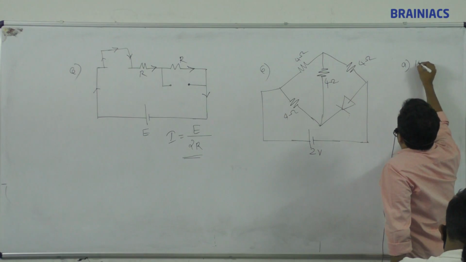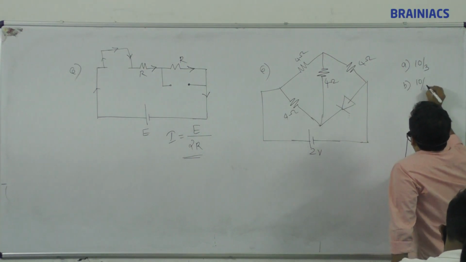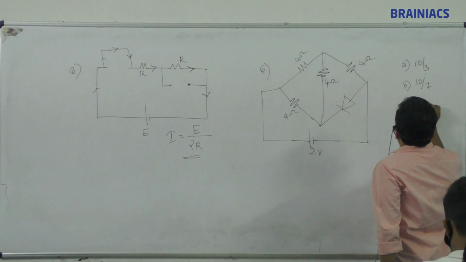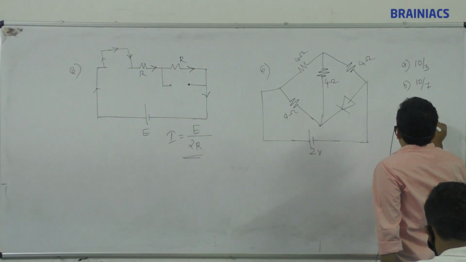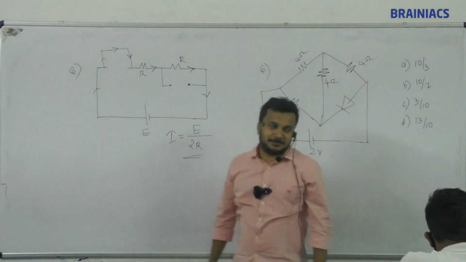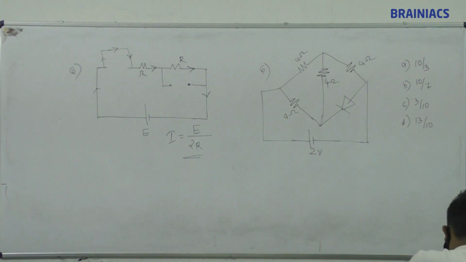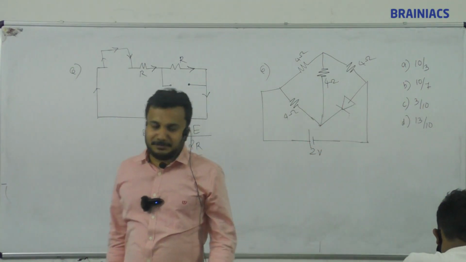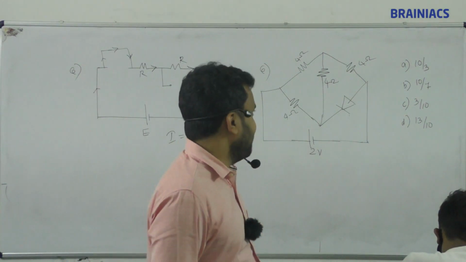Give a couple of options: 10 by 3, 10 by 7, 3 by 10, 13 by 10. You have to find the current. Try, yeah? You will try for the next. Got it? How much? 3 by 10. Okay.